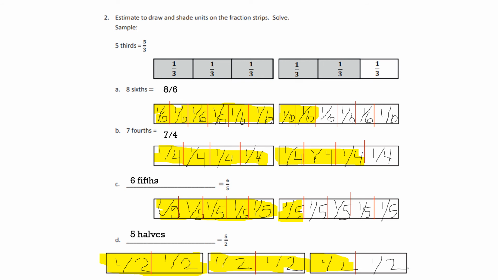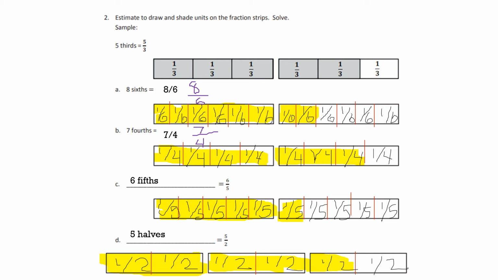So here you can see for 8 sixths, I have it written out as 8/6. You can do it with the slash how I did that way, or again, you can write it another way. You can see I cut each one into 6 pieces. 1, 2, 3, 4, 5, 6. And 8 of those are shaded. The same thing for 7/4. You're going to cut each rectangle into 4 pieces and shade 7 of them.